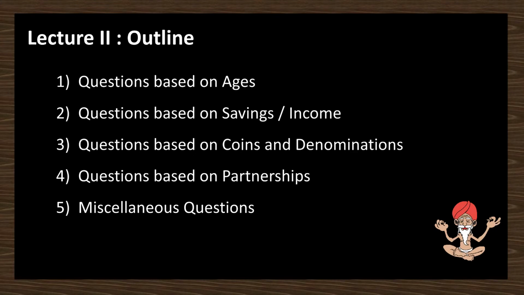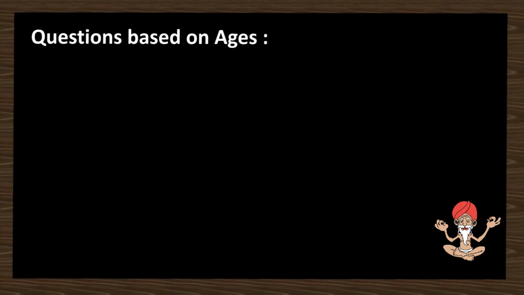We will be learning about the questions based upon ages, questions based upon savings and incomes. Also, we'll learn a little bit about coins and denominations questions. And finally, we'll end up the class with discussion on the concept of partnerships and some miscellaneous questions that we have under your ratios. So let's start with the very first type of question, which is questions based upon ages.